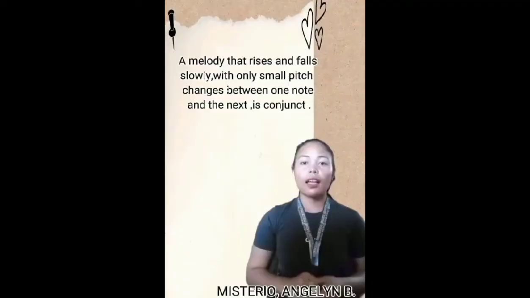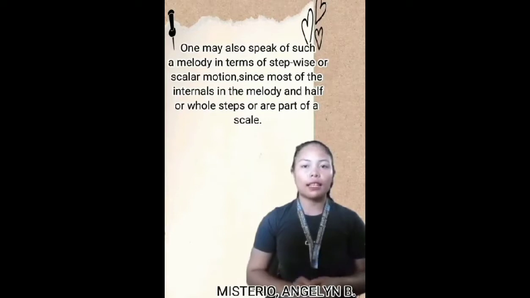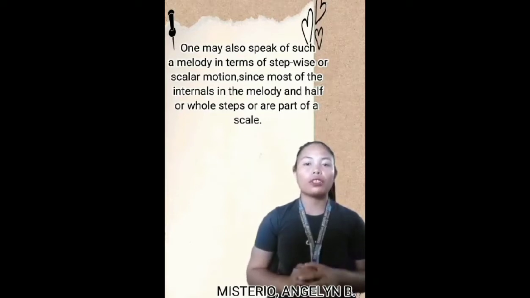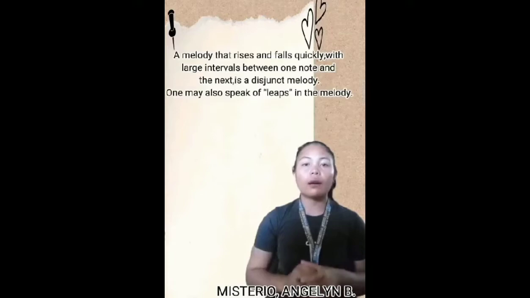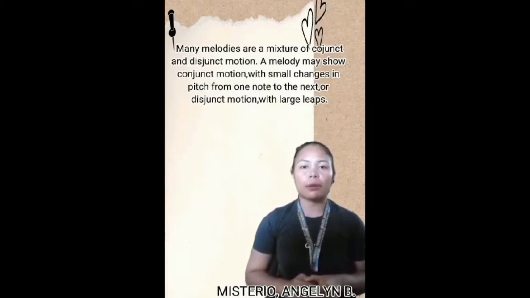Did you understand? A melody that rises and falls slowly, with only small pitch changes from one note to the next, is conjunct. One may also speak of such a melody in terms of stepwise or scalar motion, since most of the intervals in a melody are half or whole steps or are part of a scale. A melody that rises and falls quickly, with large intervals between one note and the next, is a disjunct melody. One may also speak of leaps in a melody.